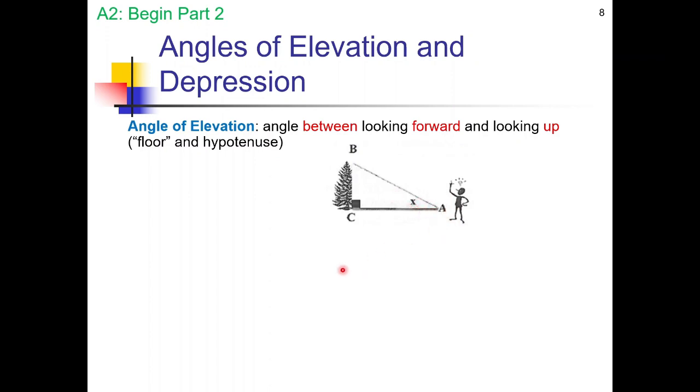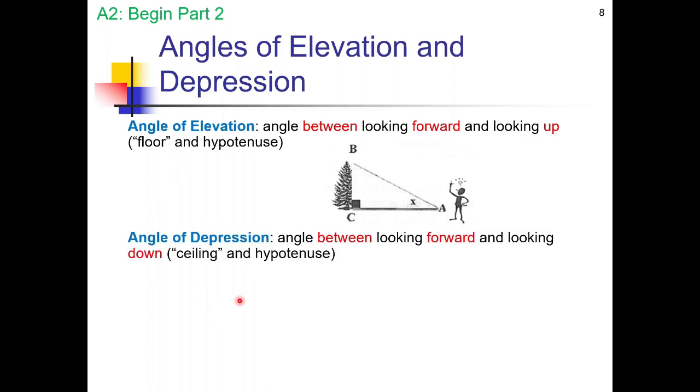So now we also have something called an angle of depression, which is kind of the reverse of this. This is the angle between looking forward and looking down, between the ceiling and the hypotenuse. An example of this: let's say that you're standing at the top of a lighthouse looking down at a ship. So the angle of depression is the angle between looking straight forward to the spot that's above the ship horizontally from where you are, and the side where you're looking directly at the ship. So it's angle of elevation, people tend to be okay with this.